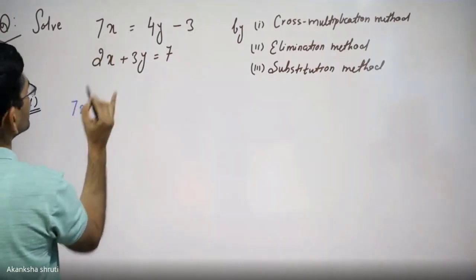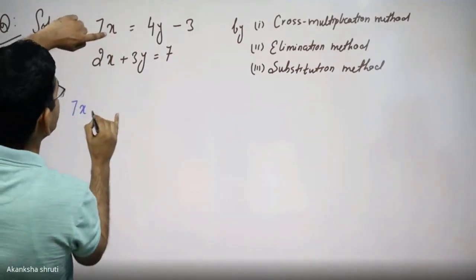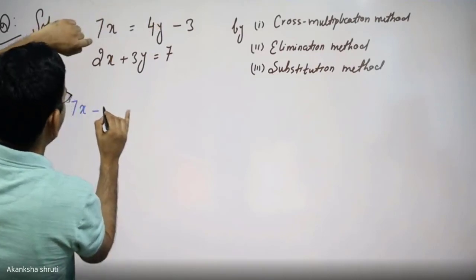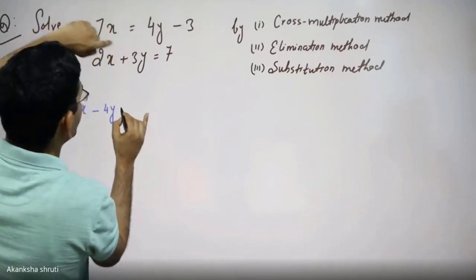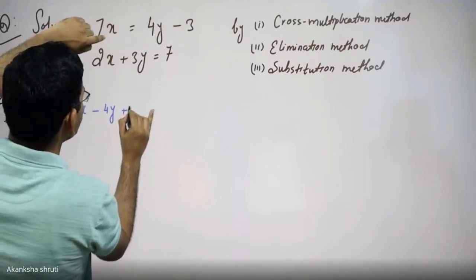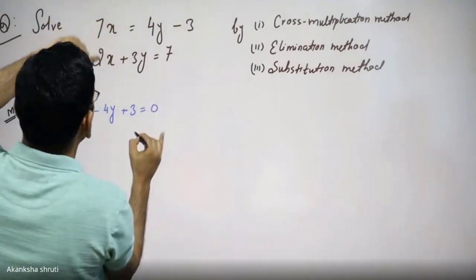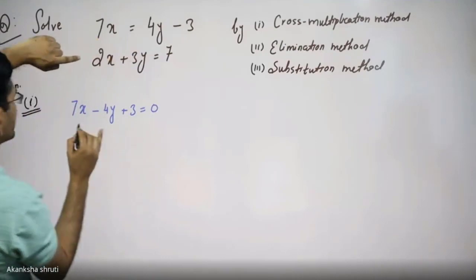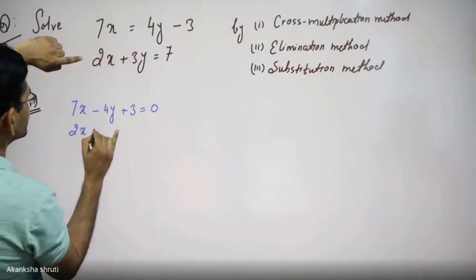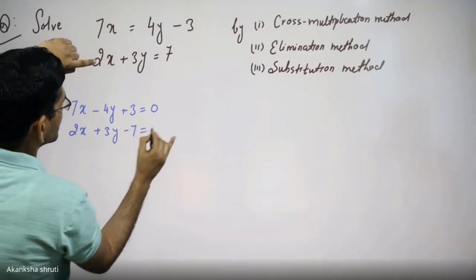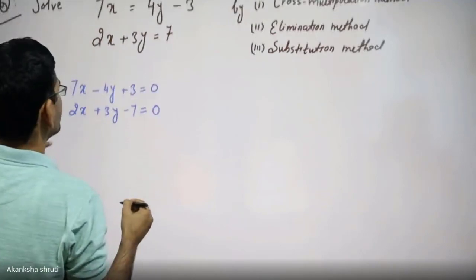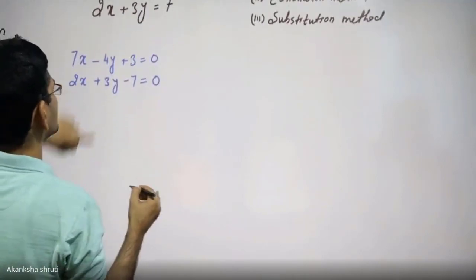Therefore, equation 1 becomes 7x, bringing this 4y to the left-hand side, minus 4y, and also bringing this 3 to the left-hand side, plus 3 is equal to 0. Also rearrange the equation to 2x plus 3y minus 7 is equal to 0. Now for finding x and y, we have to use this.